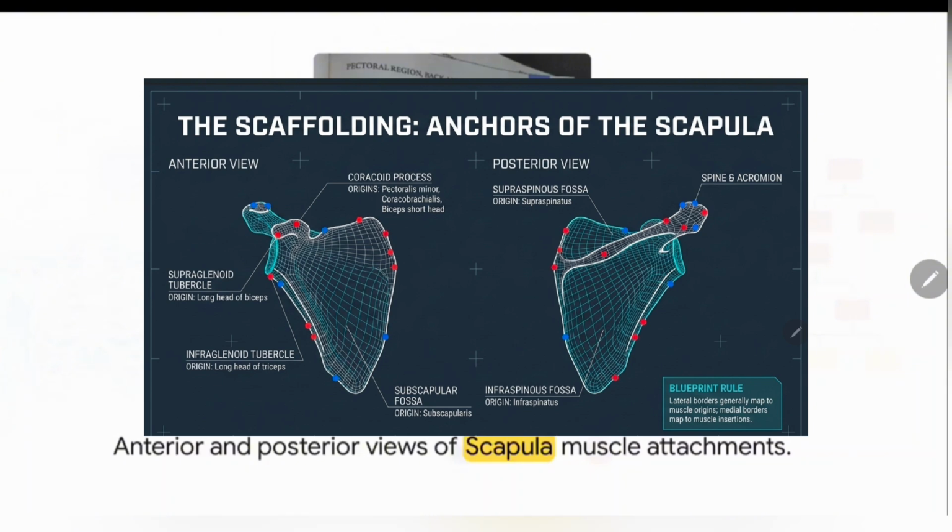See the coracoid process projecting anteriorly? This right here is the anchor point for the pectoralis minor, the coracobrachialis, and the short head of the biceps. Then, look over at the acromion and the spine on the posterior view. These serve as the massive origin site for the deltoid and the insertion for the trapezius.